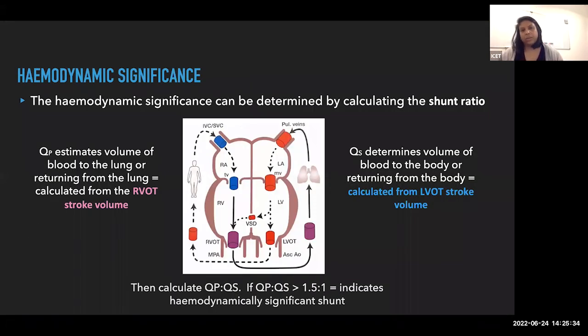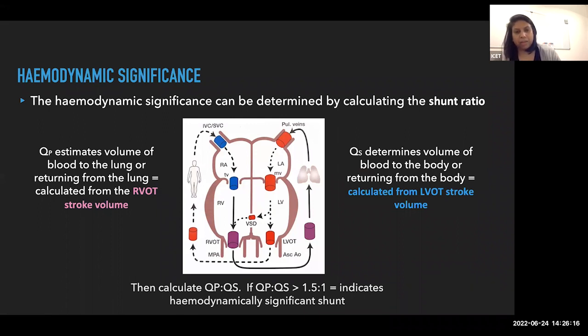And then next you can figure out what the hemodynamic significance of the shunt is. Basically you can use the same way that you would with an ASD, you can estimate the shunt ratio. So you're comparing the pulmonary flow to the systemic flow, and you use the RVOT stroke volume. You calculate that and you compare it to the LVOT stroke volume. And if you get a ratio greater than 1.5 to 1, that's usually the cutoff for a hemodynamically significant shunt.